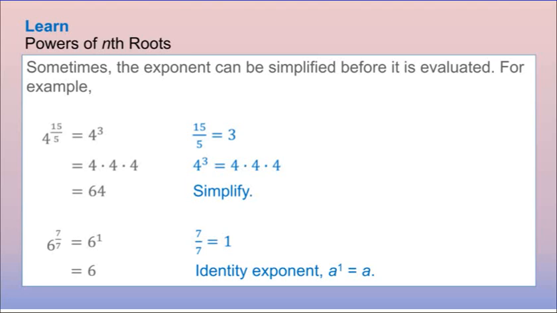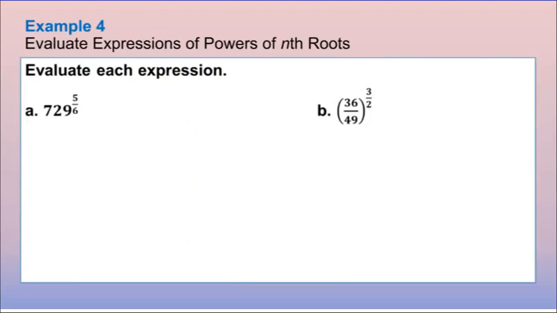4 to the 15/5, which simplifies to 4 cubed. 4 cubed is the same as 64. And then 6 to the 7/7 power, 7 divided by 7 is 1. 6 to the 1st power is itself, which would be 6.